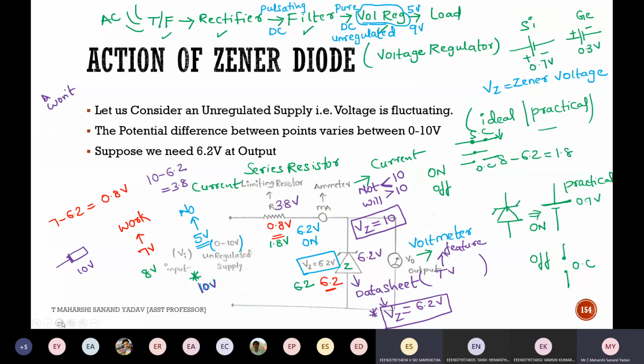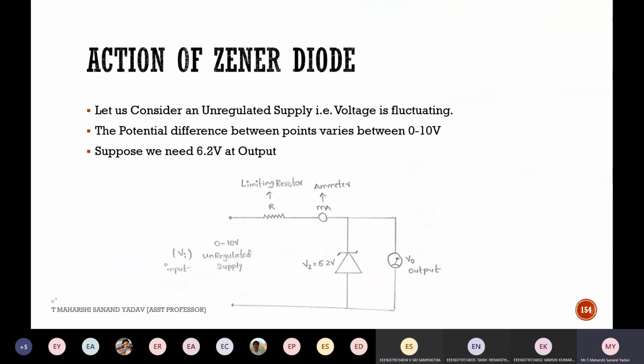So here VZ is nothing but the minimum amount of voltage that we require at the output. This is the meaning. Suppose your mobile operates at 5 volt, so you need to consider the Zener voltage VZ to be 5 volt. Why? Because this is nothing but a load. At this point, I'm connecting a mobile, which requires only 5 volt. So in that case, the Zener voltage VZ is 5 volt.